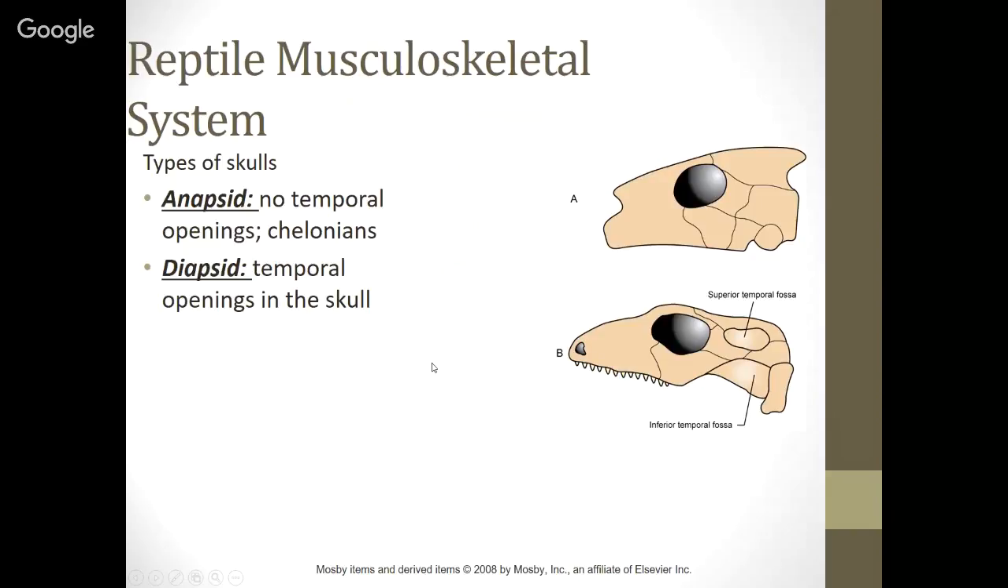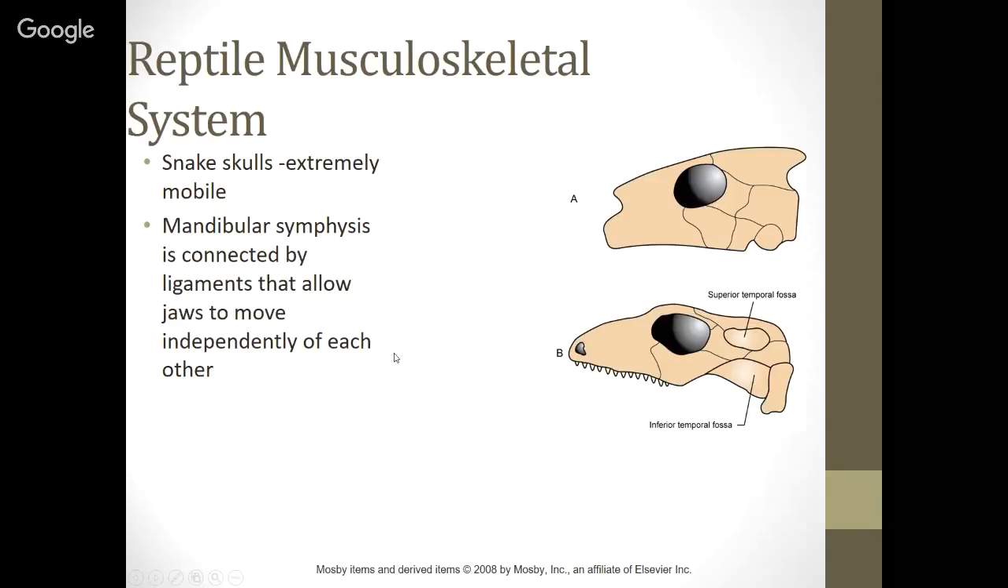Their skulls, there are two types of skulls that we can see within reptiles. Anapsid means no temporal openings, and we see this in chelonians. So an anapsid has no openings on the side of the skull. With diapsid, there are temporal openings in the skull.